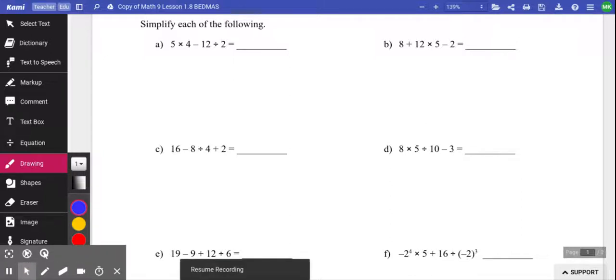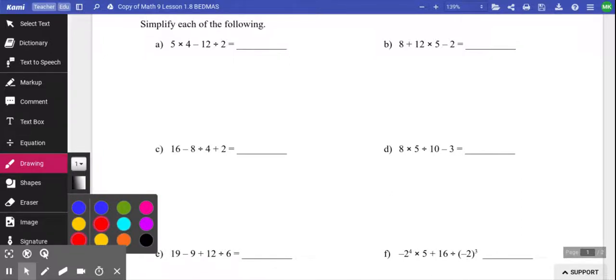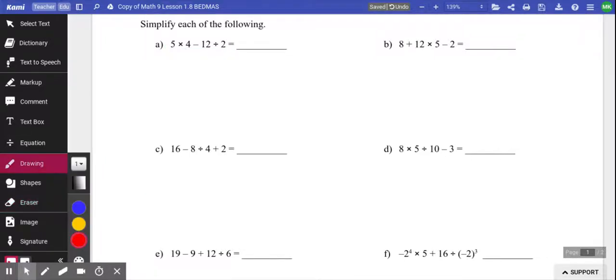Okay, so this first question. Reading this first question, this is 5 times 4 minus 12 divided by 2, right? Just looking at it, that's what it all says. If we wanted to calculate it, we're going to perform BEDMAS. BEDMAS means do anything inside brackets first. That's the first letter, B. There are no brackets in this first question.